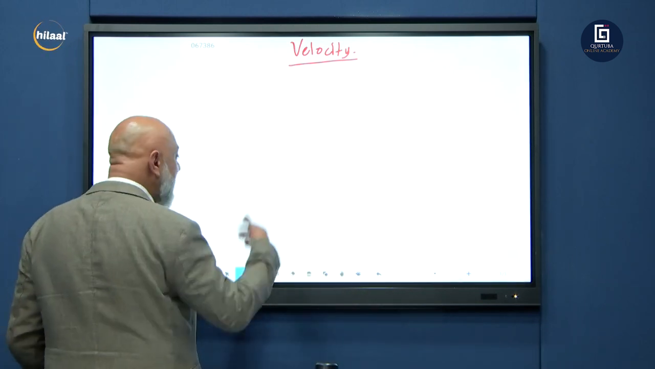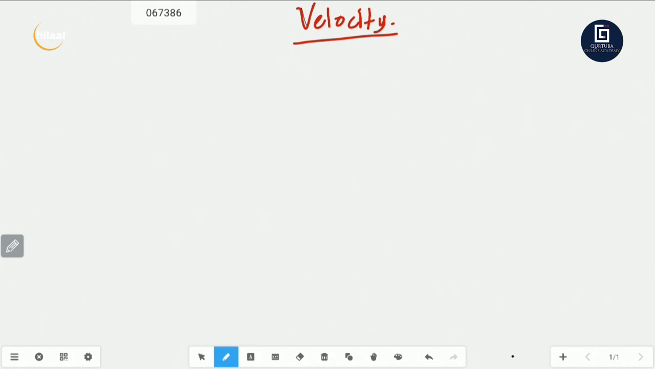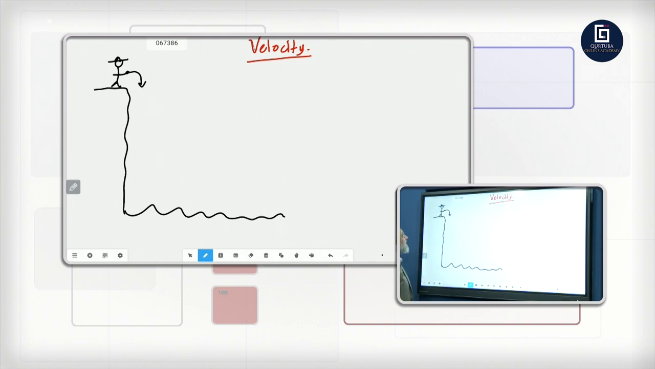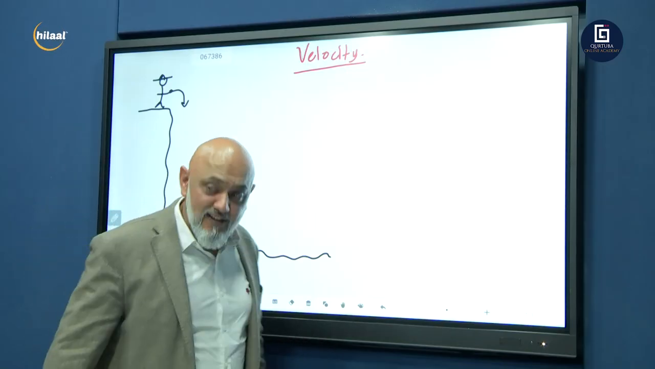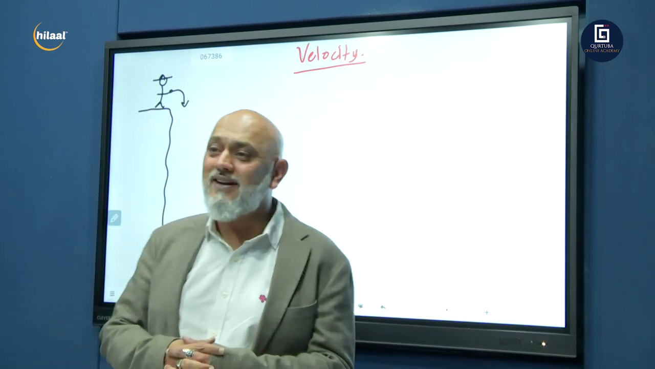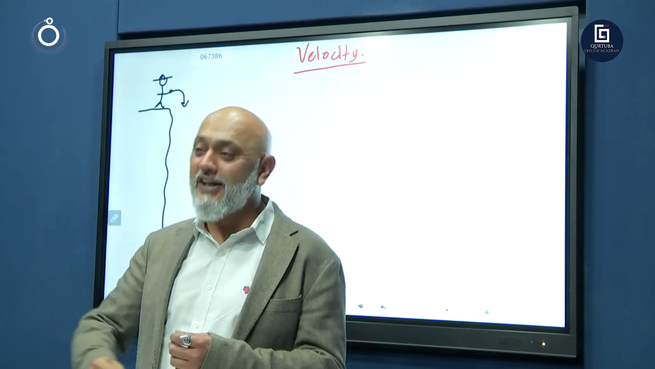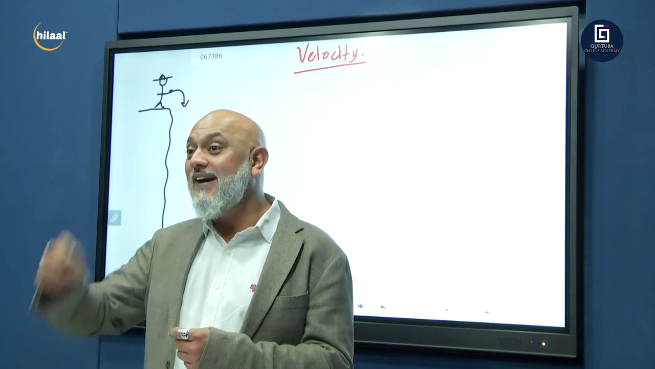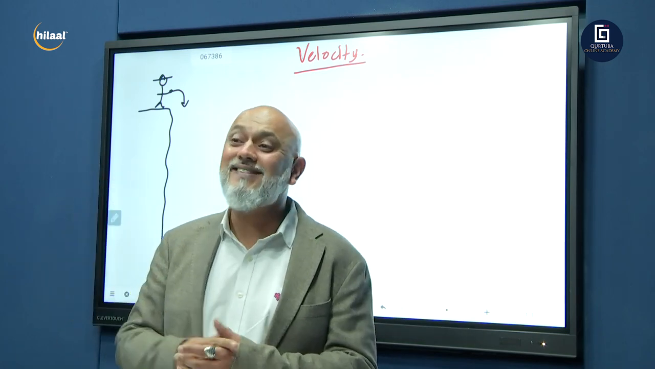Now, let's give you a typical life example here. You have a mountain. You have the ocean at the bottom. You have a person standing on the top, and he's about to throw a stone down. Let's give him a little hat. He's standing on the edge of a cliff, looking at the bottom, about to throw a stone down. And now we're going to calculate the velocity and the acceleration of that stone as it hits the water.